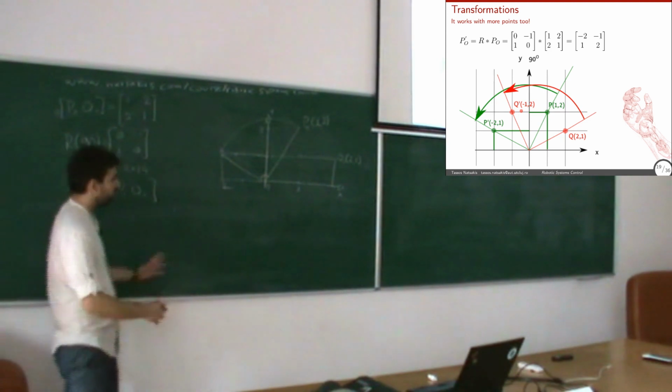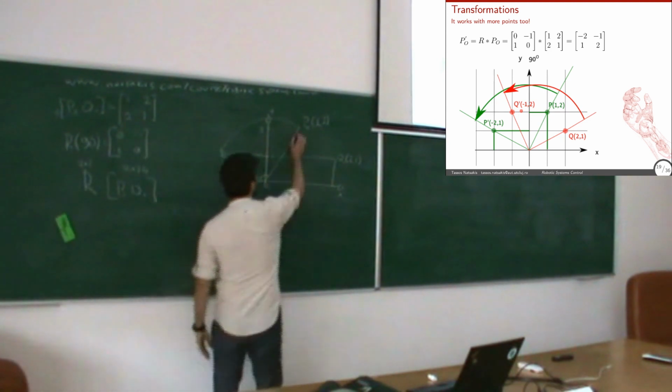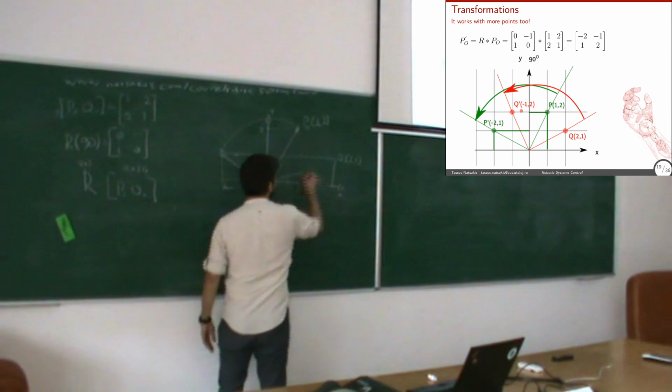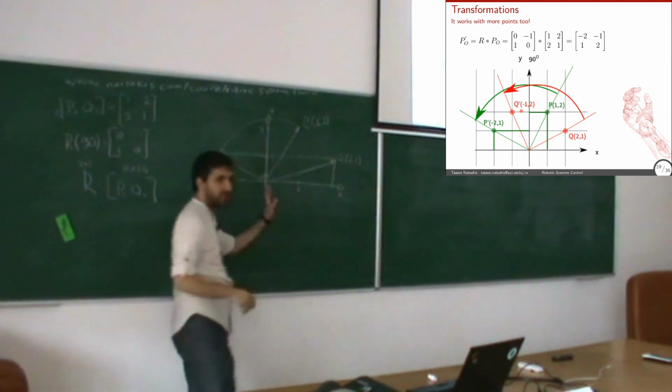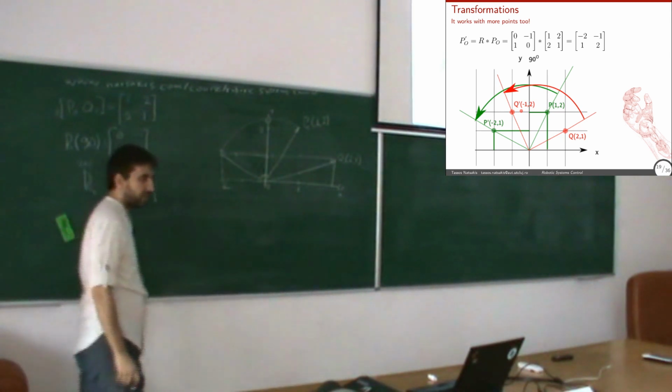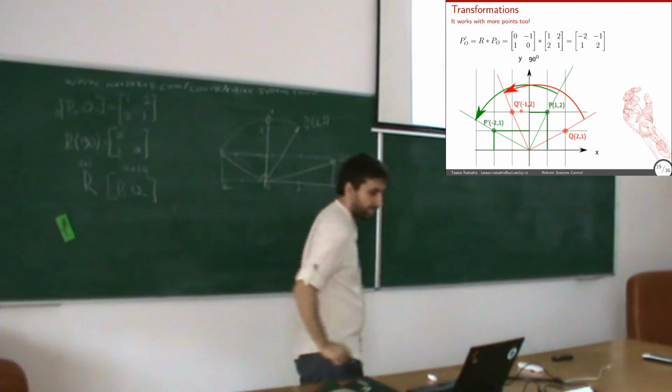Now remember, points and vectors are the same thing. This could have been vectors. Points is the same notation, doesn't matter. And we'll see where I'm going. Clear?